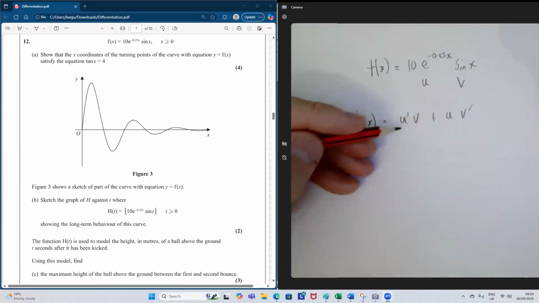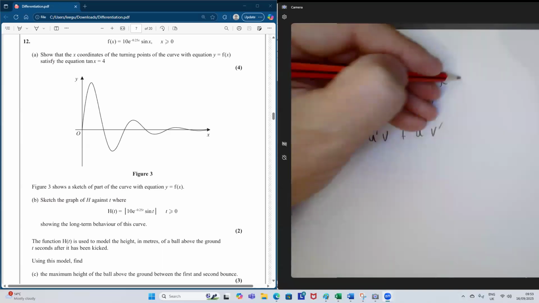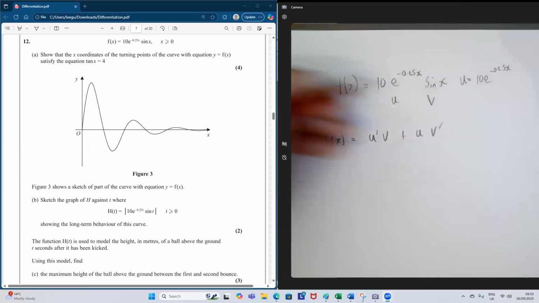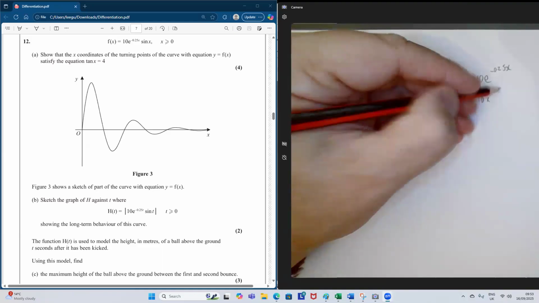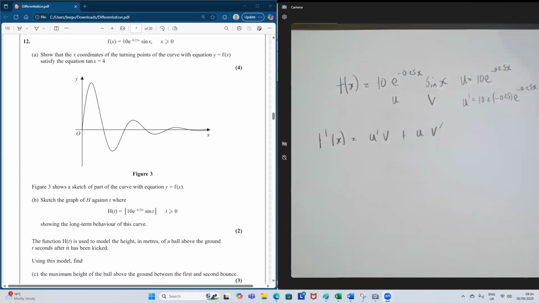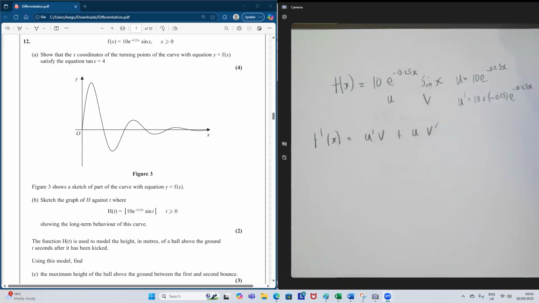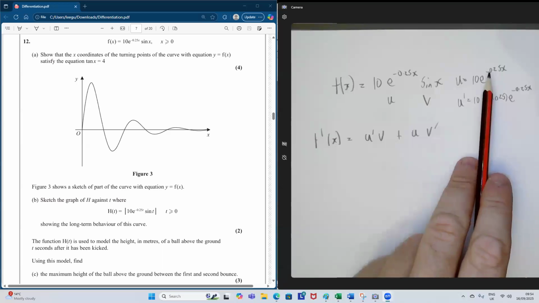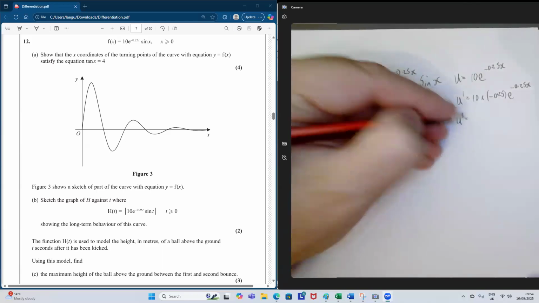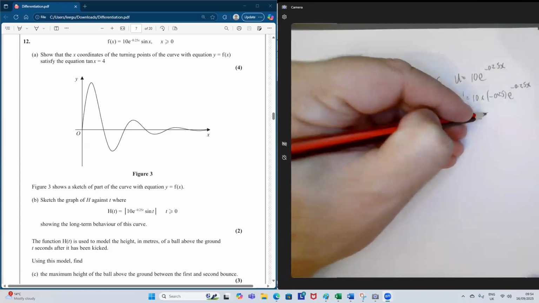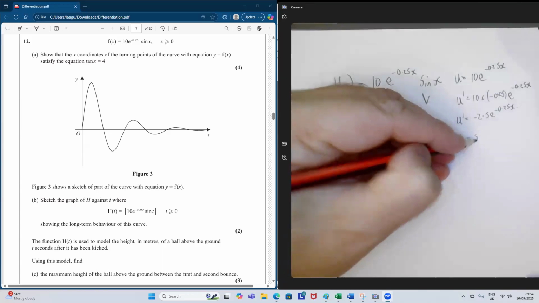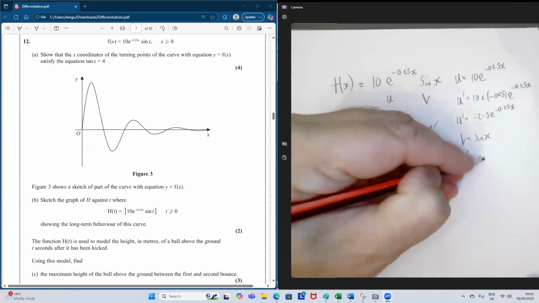Let's first of all think about differentiating these various aspects. Over here, we can make a note that our u is 10 e to the minus 0.25x. So therefore, our u dashed is going to be 10 times by minus 0.25 e to the minus 0.25x, because when we're differentiating an exponential, we basically times by the derivative of the power. The derivative of the minus 0.25x is minus 0.25. So our u dashed is 10 times minus 0.25, which is minus 2.5 e to the minus 0.25x. Our v is sine x, so our v dashed, sine differentiates into cos.